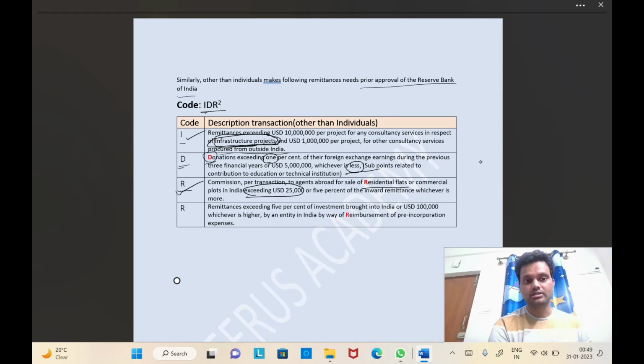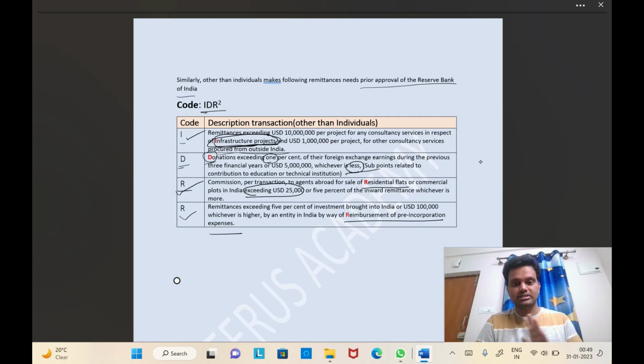Another R, because R square is there. The next R is related to reimbursement of pre-incorporation expenses. Just remember this, reimbursement of pre-incorporation expenses for R. Here also they have given some limit. Remittances exceeding 5% of investment brought to India, or $1 lakh, whichever is higher. Remember, this is higher, not lesser. Higher by an entity in India by way of reimbursement of pre-incorporation expenses. That is the code for R.